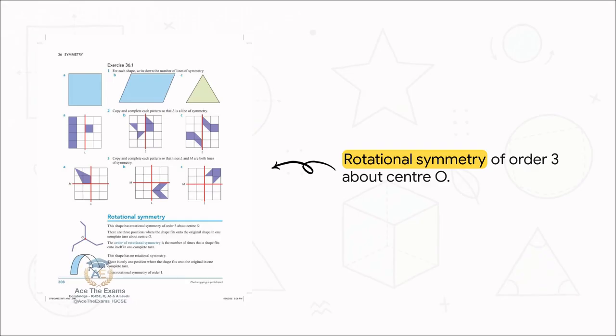The order is simply the exact number of times a shape fits perfectly onto its original outline in one complete turn. Now, contrast that with the arch shape beneath it. If you spin that arch, it won't look like an upright arch again until you spin it all the way around to where you started. There's only one single position where it fits the original. In mathematics, we say a shape like that has no rotational symmetry, or if you want to be super technical about it, rotational symmetry of order 1.